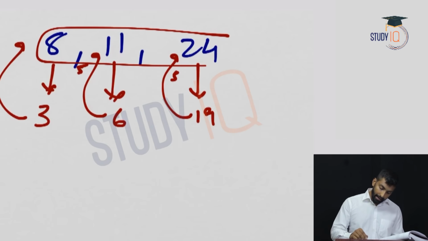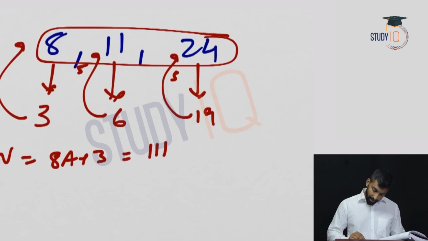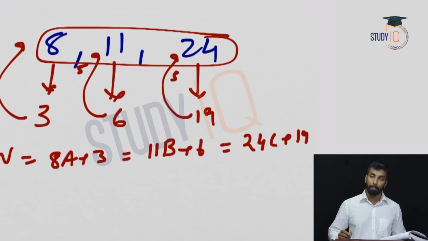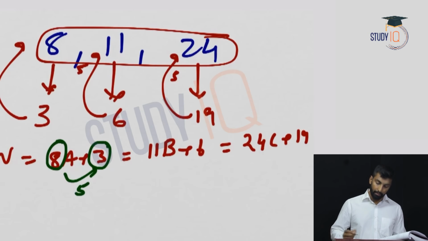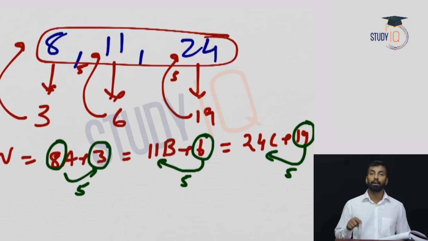So if you want, you can write it this way. The number is nothing but 8a plus 3, which is also equal to 11b plus 6, which is also equal to 24c plus 19, right? What does this mean? The present remainder is 3, but if you increase by 5, it leaves the remainder 0. That means it is completely divisible by 8. Now in the second case, the present remainder is 6. If you increase by 5, it is completely divisible. Now the present remainder in the third case is 19. When you increase by 5, it is completely divisible.